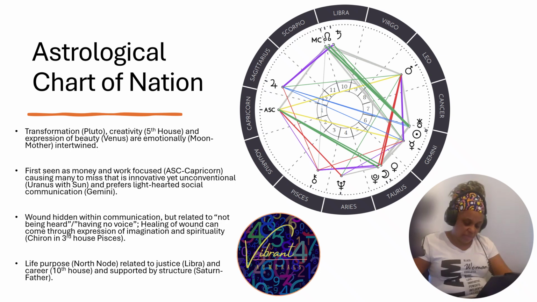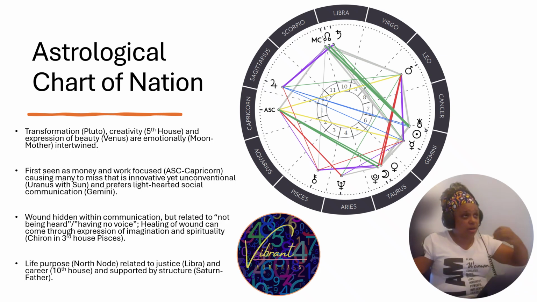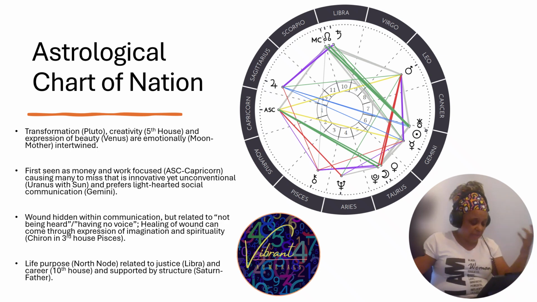And that would make sense also, because Pluto and the moon and Venus are over there in Taurus. But because people get stuck on that surface level, they don't get to go deeper to really know that the African American nation really is extremely innovative. And I'm getting this from looking at the sun with Uranus in Gemini in the sixth house.